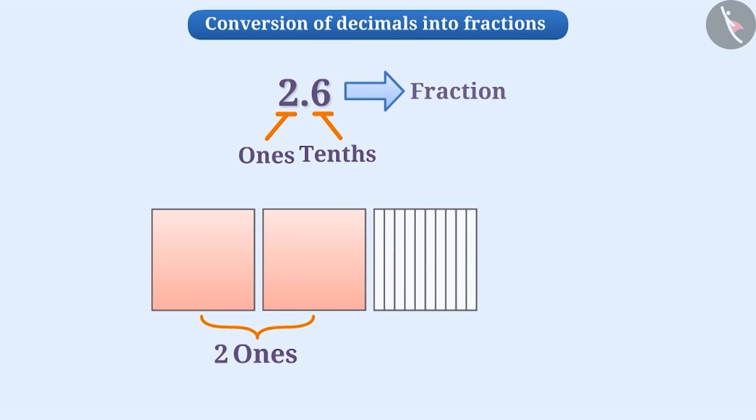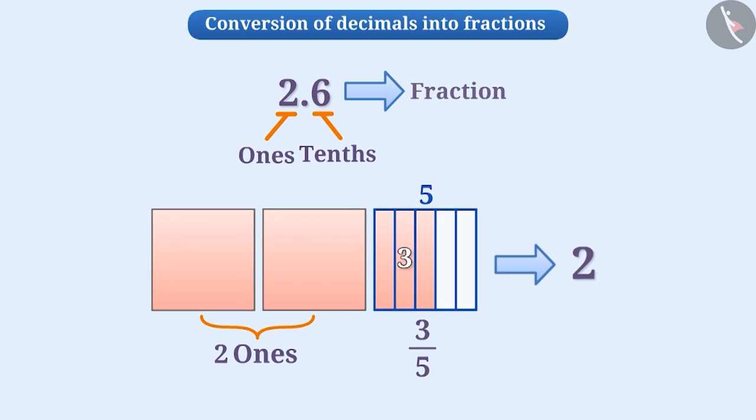parts from it. In this square, if we combine 2 parts and make 1 part of it, then we will get a total of 5 parts, out of which 3 parts are shaded. This will be represented in the fraction as 3 by 5. Therefore, 2 complete wholes and 3 by 5 fraction are together represented as 2 3 by 5. That is why 2.6 will be represented in the fraction as 2 3/5.